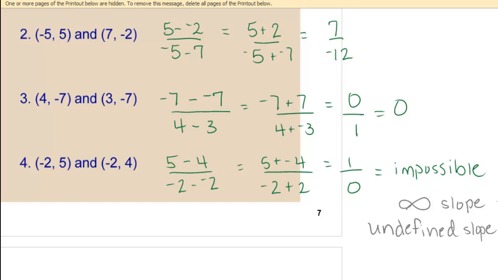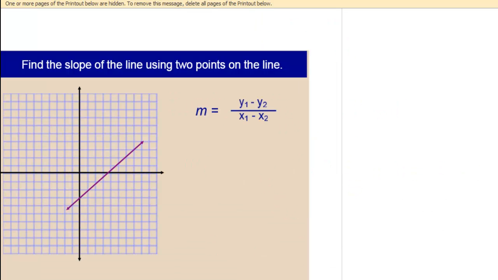Undefined comes from the fact that we don't know what dividing by 0 means. It's undefined in mathematics. So remember that mathematics is just rules that man came up with to describe the world around us. And so it doesn't make sense for us to divide by 0. So we just call that undefined, or in this case an undefined slope or infinite slope. And I'll show you what that looks like. It's actually a specific graph.